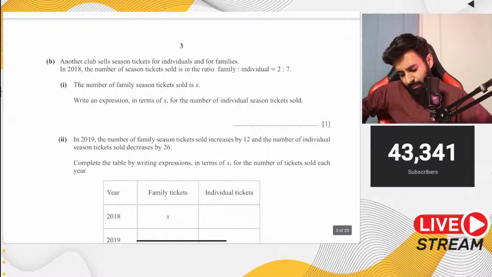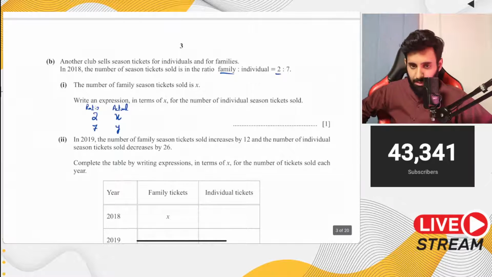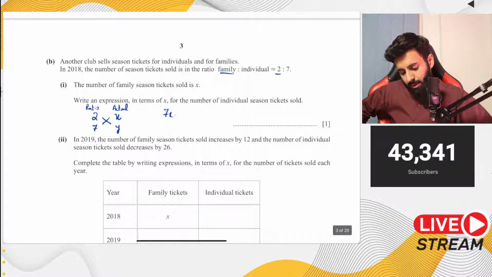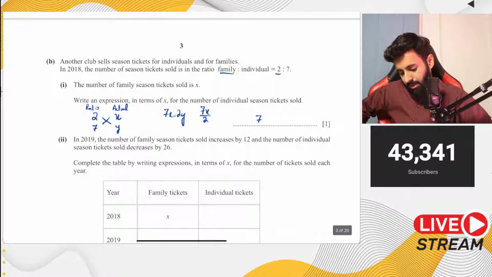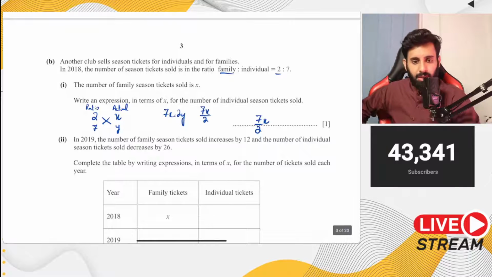So that's pretty easy. We're using the same method. We're writing down ratio and we're writing down actual. So 2 parts is family, which is equal to x, and 7 parts is individual, which is equal to what? We don't know. We're not going to use x again because that's already used, so we'll just use y. So 7x equals 2y. Find this out in terms of x. So that's going to be 7 upon 2 x. So there you go, 7x upon 2 or 7 upon 2 x, same thing.